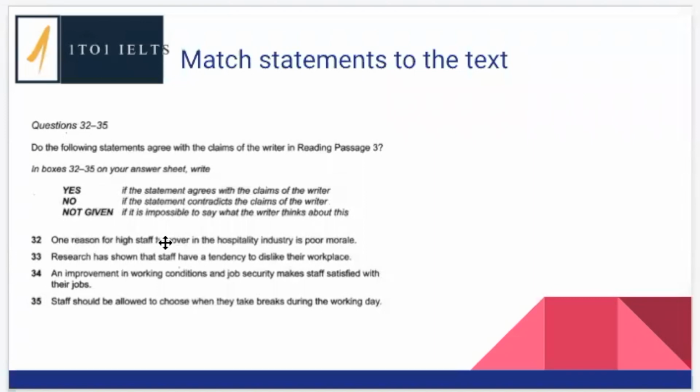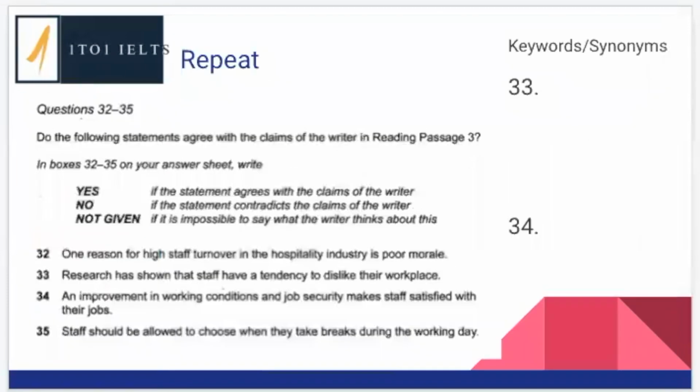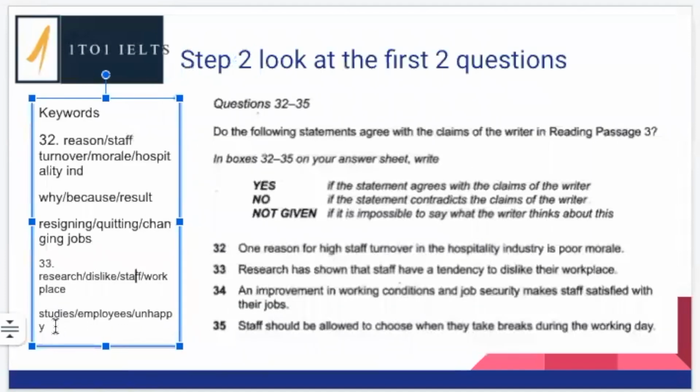So one reason for high staff turnover is poor morale. Definitely agrees with the claims of the writer. Yes, we know that the next questions have to be after this fourth paragraph. Now what we do is we simply repeat. So 33, we already did this. Let's copy and paste our ideas here.